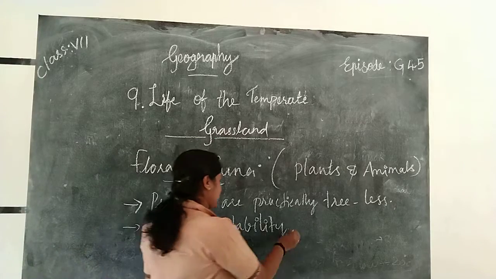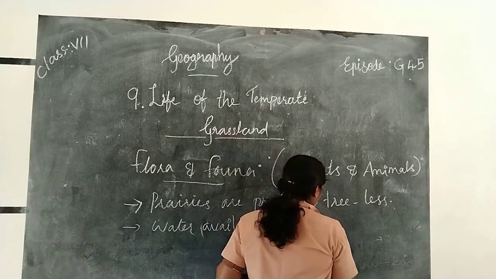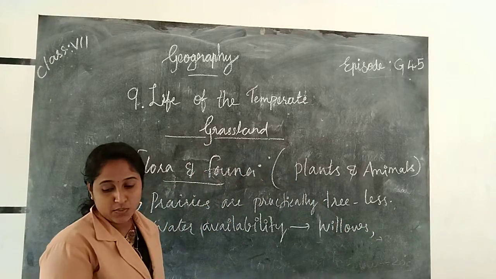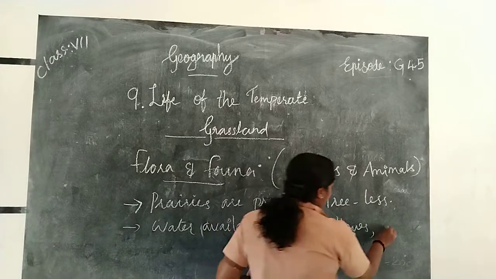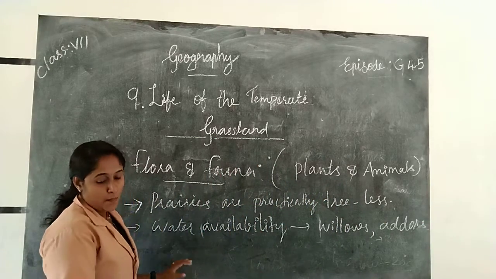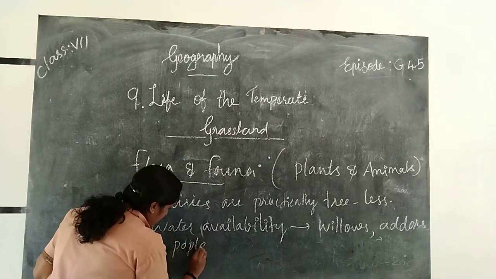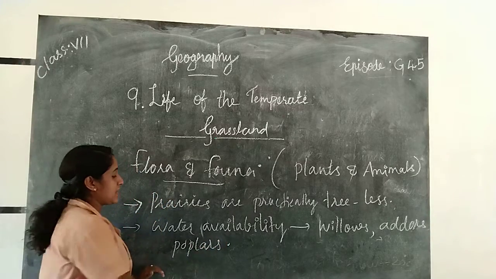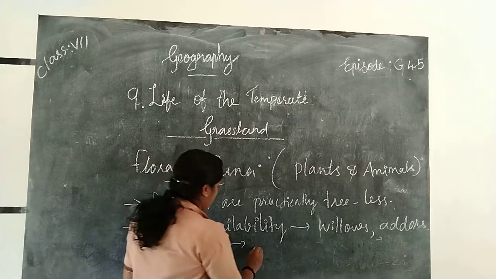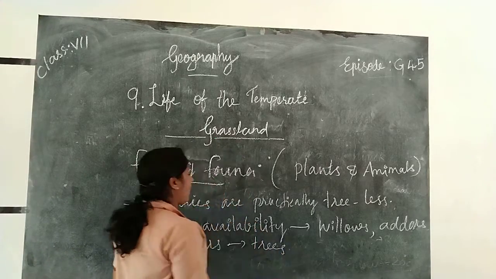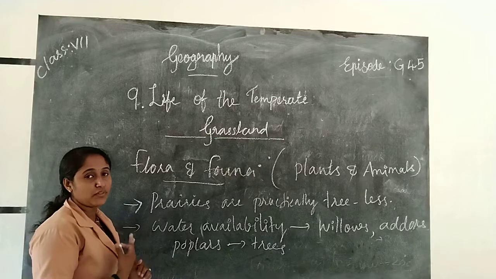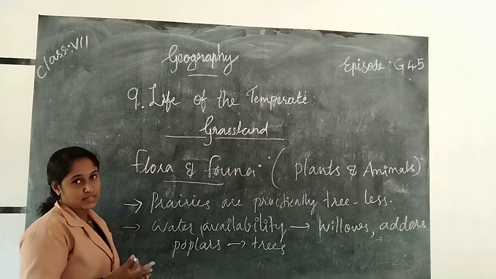On the hillocks, we can see trees such as willows, next alders, and the next one, poplars. We can see these kinds of trees in the prairies region. So mostly prairies are treeless land because it is full of grass and shrubs. It's grassland.